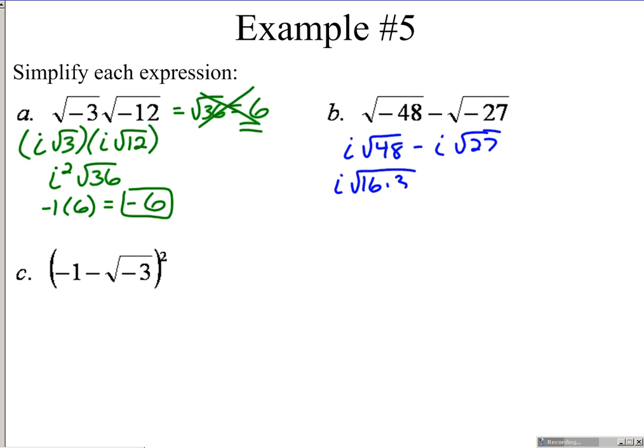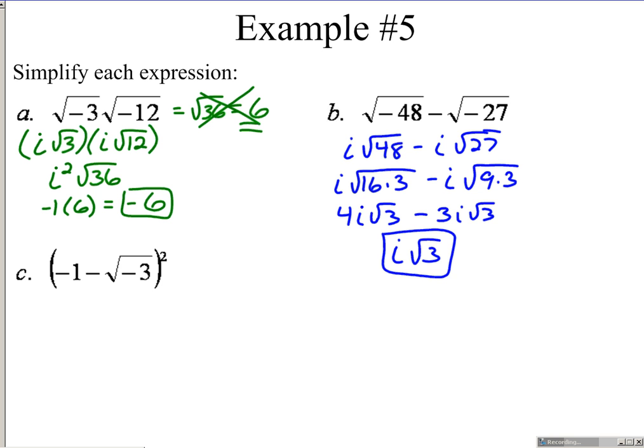48 is 16 times 3. 27 is 9 times 3. Square root of 16 is 4. So we have 4i root 3 minus 3i root 3. Now we do have like terms because our radical stuff matches up exactly. So I have 4 minus 3, which is 1i times root 3.